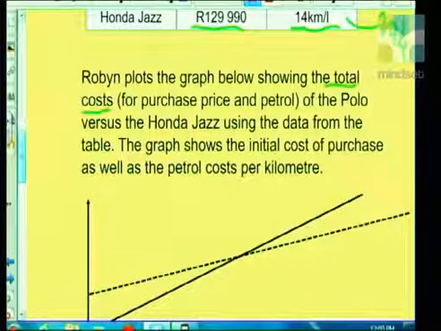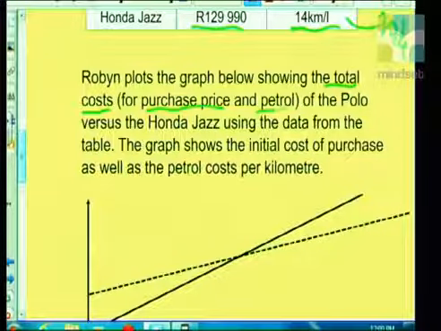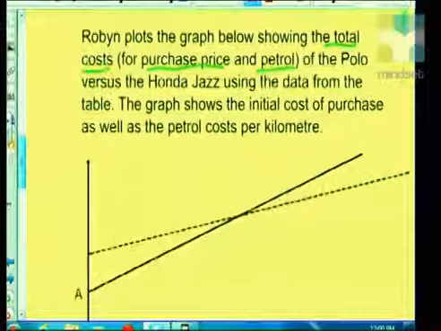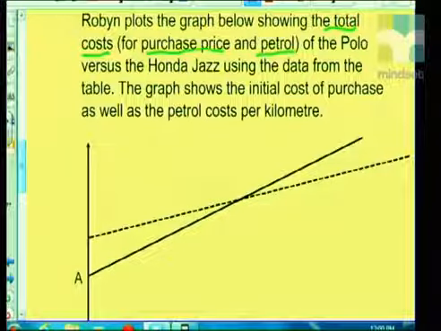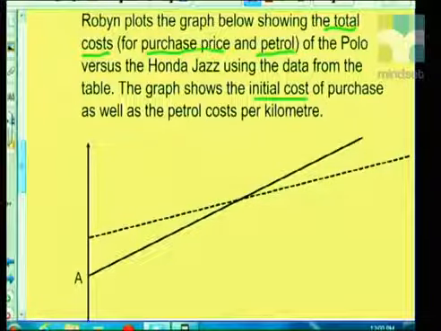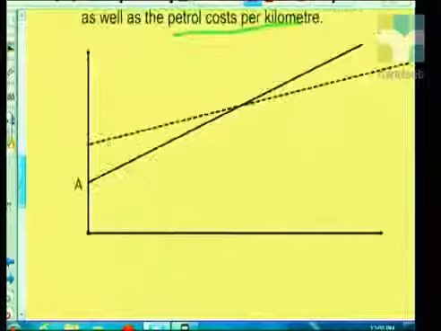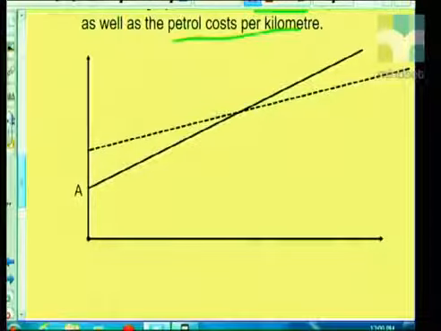So, very important, for the purchase price and petrol, not services or anything else, of the Polo versus the Jazz. Using the data from the table, the graph shows the initial cost of purchase as well as the petrol costs per kilometer. And that's what the graph looks like. Doesn't look like a very good graph, if I must say so, but that's what we need to interpret, and we need to be able to fill in some data around it, because here we've got a comparison of costs, expenditure. We're going to need to compare two things to decide which one is the better one.